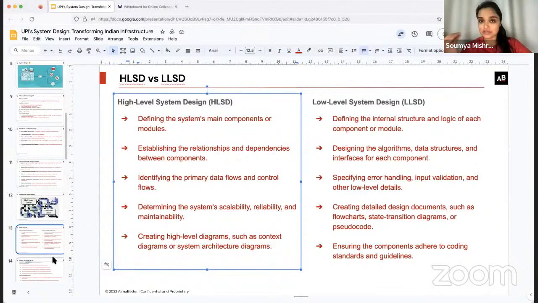Both are the design of the same system, but low level system design is more detailed. Okay. It is more concentrated, and it has got more information. Okay.